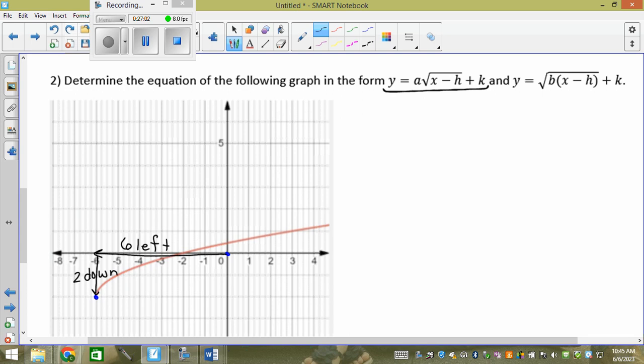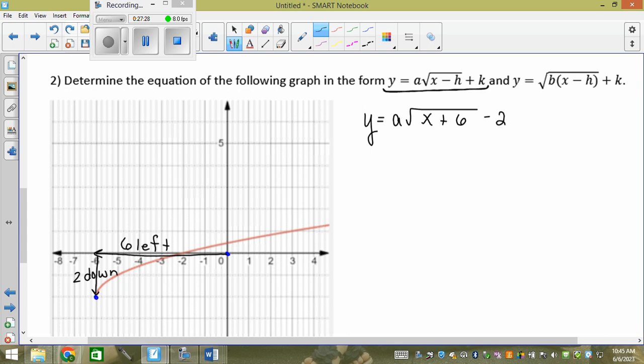It's up and to the right still. So are there any reflections? I better not have any reflections. It's up and to the right. If it's to the left, you're going to end up with a reflection with the x value. If it's down, you're going to end up with a reflection with the y value, right? So it's reflection in the x or reflection in the y-axis. So I know this is going to be y equals a root x plus 6 minus 2.